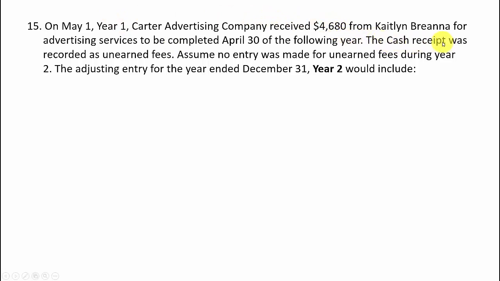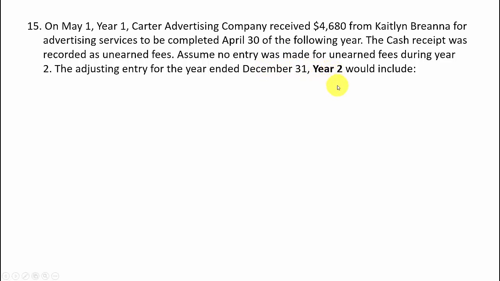The cash receipt was recorded as an unearned fee, which we'll do in just a minute. That is, this $46.80 was all put into unearned fees when we first got the money, because we haven't earned it. Assume no entry was made for unearned fees during year 2. The adjusting entry for the year end, December 31st, year 2 would include what? This is a very tricky problem because of the way it's worded. What they want to know is the adjusting entry for the year ended December 31st, year 2.